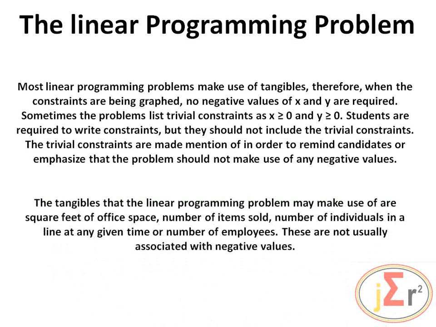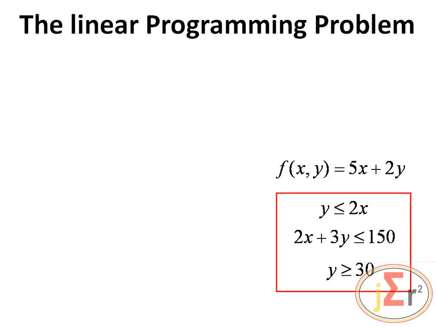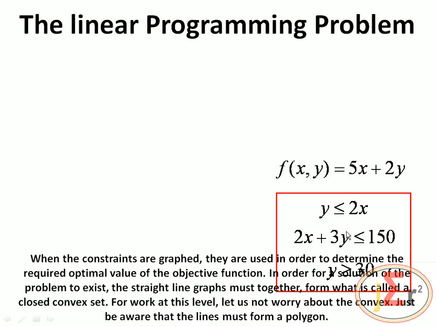The tangibles that the linear programming problem may make use of are square feet of office space, number of items sold, number of individuals in a line at any given time, or number of employees. These are not usually associated with negative values. So here we have our original problem, the one that we are going to make a general example of. Our objective function, and we are going to maximize this objective function subject to the set of linear constraints.